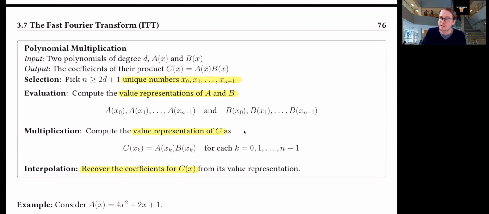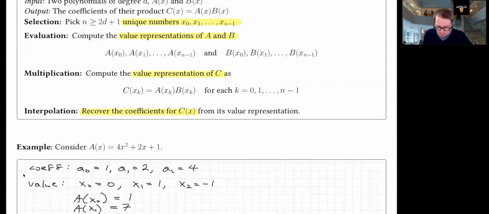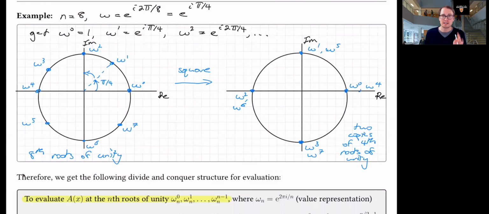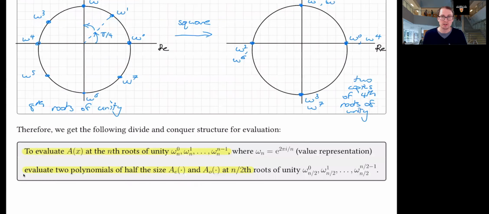From that, I can compute the value representation of C, and then we're going to have to figure out interpolation, and there'll be a really clever solution for that. So I'm going to break this fast Fourier transform lecture into 2 parts. This is the end of part 1, and join back on part 2, and we'll continue right from here. So thanks, everyone.